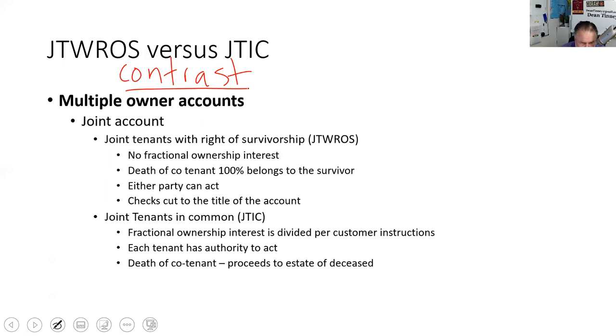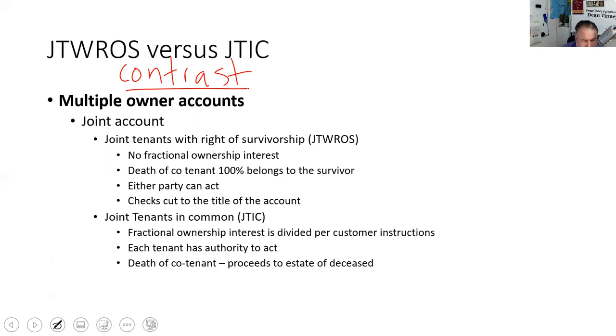So how are they different? I had somebody tell me that somebody called them and said, there's a typo on my account. My last name is not JTWROS. They said, that's not a typo. That's a title of the account. So there's no fractional ownership in the account. Both parties own 100% of the account. If one of the parties to the account dies, 100% belongs to the survivor. And the surviving party, very important, can still transact business.